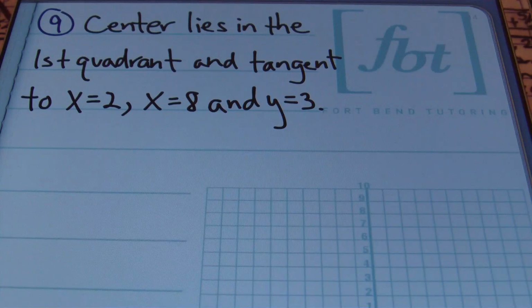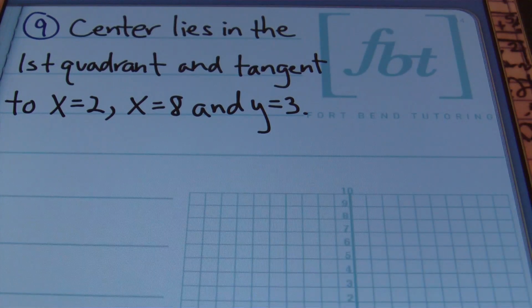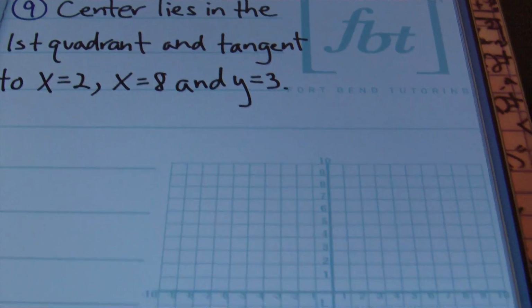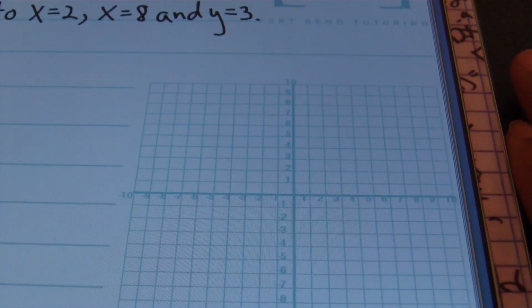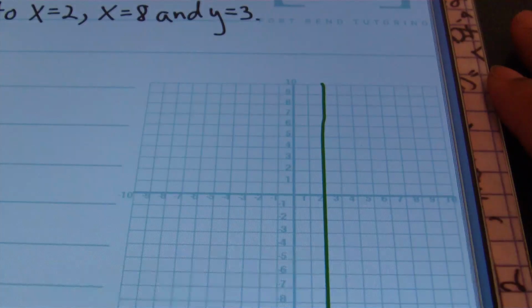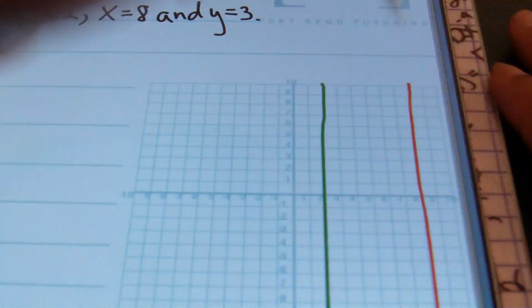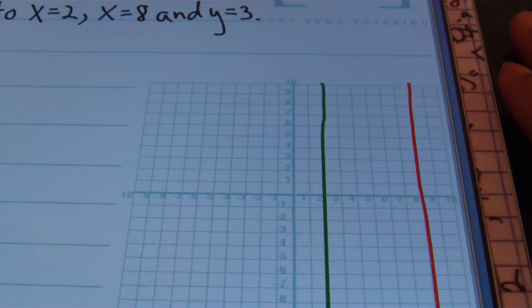All right. In problem number 9, we're asked to find the equation of a circle given the center that lies in the first quadrant and tangent to the lines x equals 2, x equals 8, and y equals 3. First, I'll start by drawing our tangent lines. So we have a tangent line that is going to be at x equals 2. So let's go ahead and make a line here at x equals 2. Then I have a line at x equals 8. Then I also have a line at y equals 3.